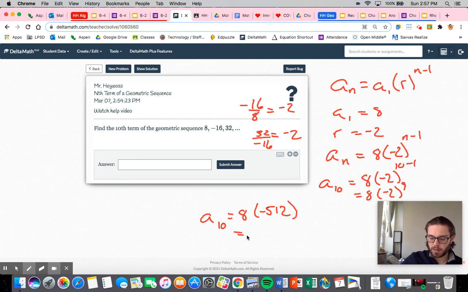All right, so what is 8 times 512? Negative 4,096. Could you have done that out? Yes. How else could you have thought of this? Well, you know this is negative 2 to the 9th. 8 is going to be 2 to the 3rd, right? 2 to the 11th. 2 to the 11th, if you want to just confirm that.